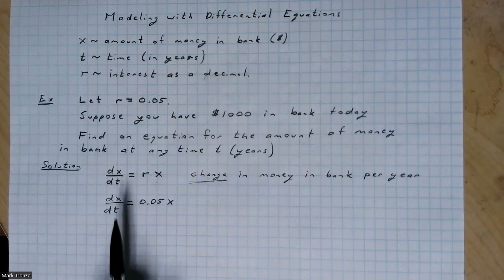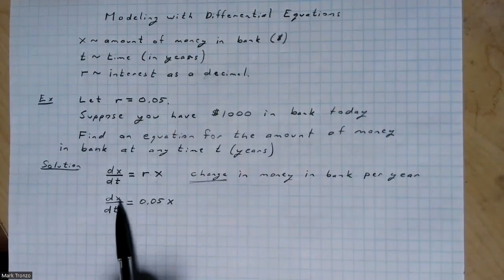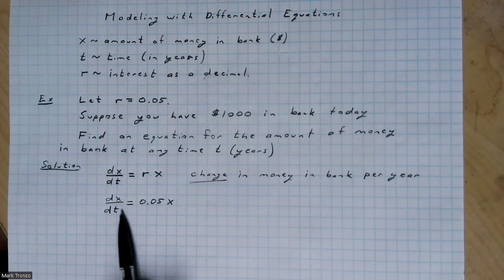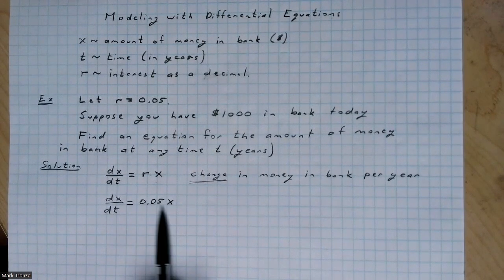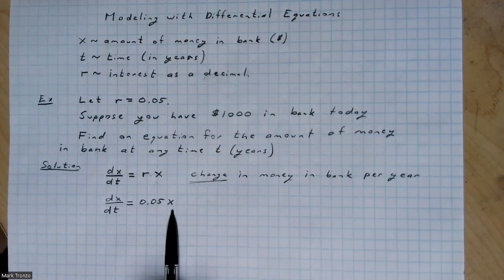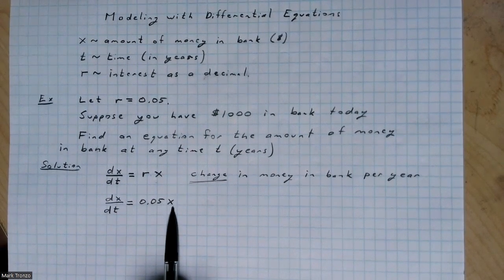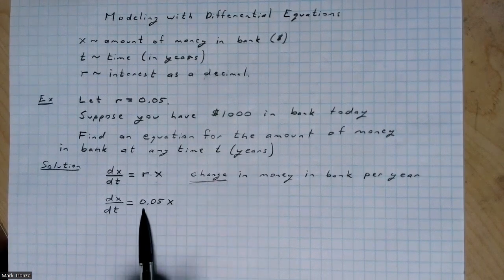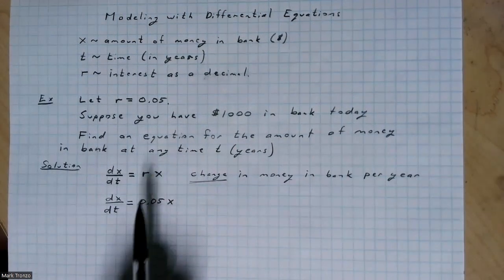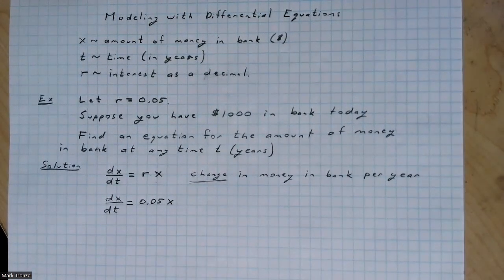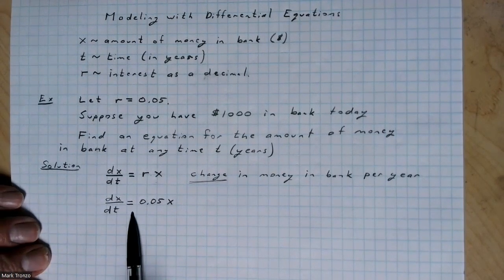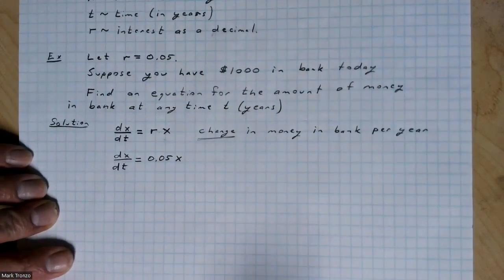So again, this is saying the amount in the bank is going to change with respect to time, dx/dt, by 5% times whatever's in there. So if you have $1,000 in there, the change every year will be 0.05 times 1,000. Again, that's not the total amount in there, but it's the amount per year that it's going to change because we're doing time in years. So now we're going to try to solve this to actually get to an equation. So let's solve this differential equation. Here we can just separate the variables.